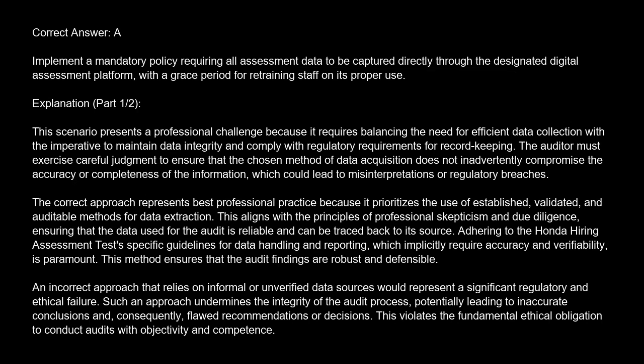Correct answer is A. Implement a mandatory policy requiring all assessment data to be captured directly through the designated digital assessment platform, with a grace period for retraining staff on its proper use.